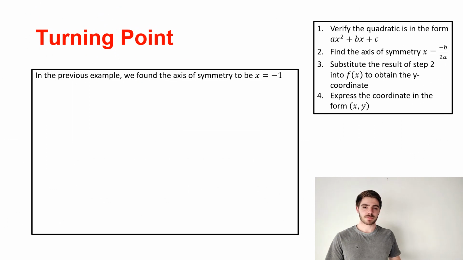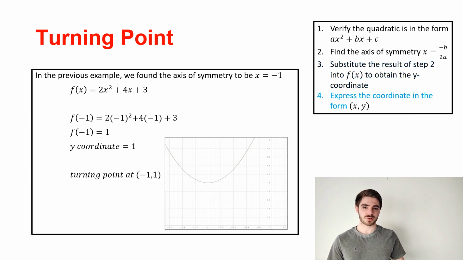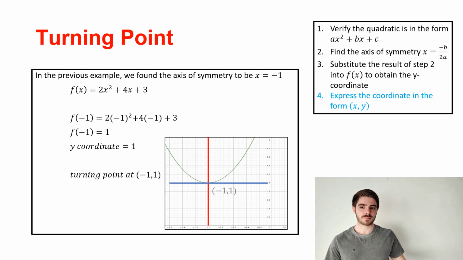In the previous example, we found that the axis of symmetry occurred at x equals -1. This is actually the x-coordinate of the turning point that we are after. If we want to find its corresponding y-coordinate, we now need to substitute the value x equals -1 back into f of x. And if we do so, we'll find that the turning point occurs at -1, 1.